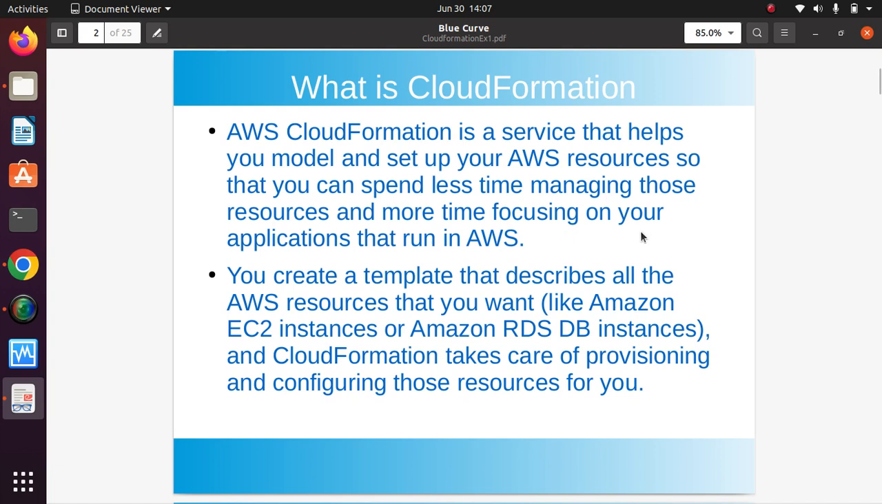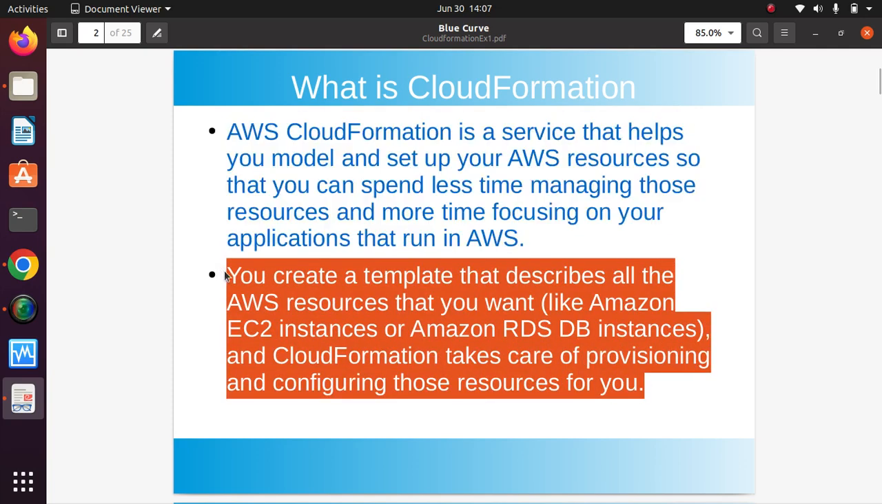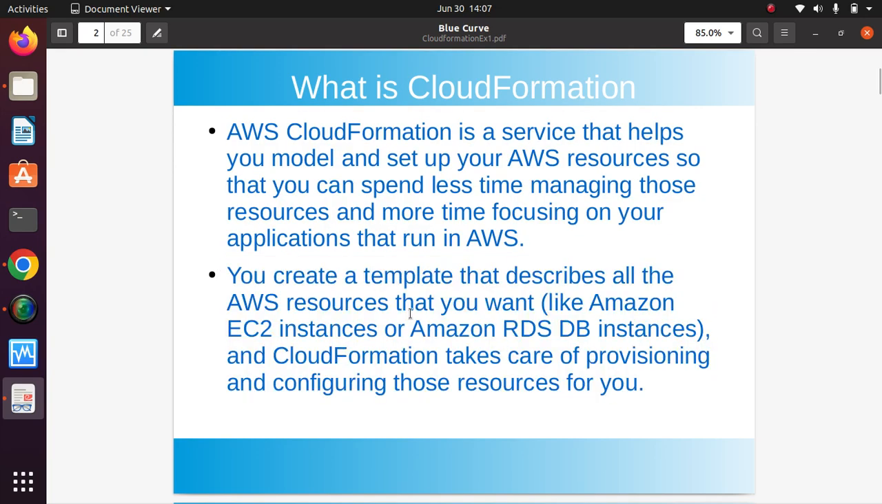We can simply focus on the application that runs in AWS, right? Then you create a template that describes all the AWS services that you want, like Amazon EC2 instances or Amazon RDS DB instances, and a lot more. And CloudFormation takes care of provisioning and configuring those resources for you. So whatever you mention in the template, everything will go accordingly and create the complete infrastructure.